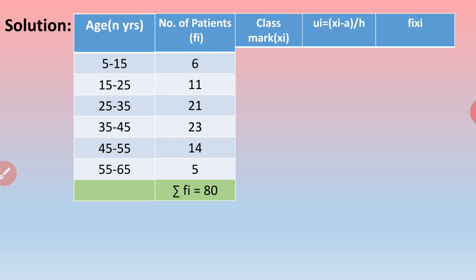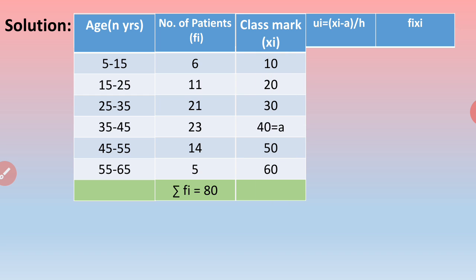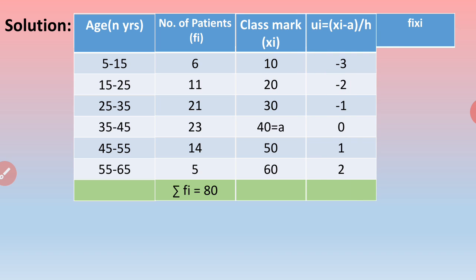Here the columns are made and the values are put. For finding the mean, you have to find the sum of all frequencies. The sum of all frequencies is 80 here. We'll find the class marks, and then we are going to find ui. ui is xi minus a, divided by h. Here h is 10 and a is considered to be 40. We have a choice: we can go for 30 also, or 40. We have taken it as 40 for our convenience.